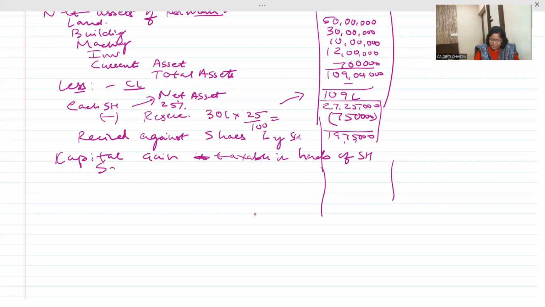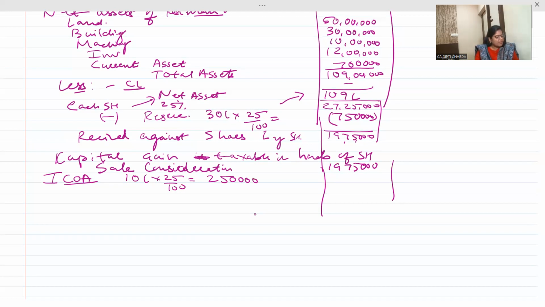Sale consideration. पहले ना sale consideration लेते हैं. How will you take the sales consideration? Same. 19 lakhs 75,000. Index cost of acquisition. Each shareholder acquired 10 lakh ka 25%. 2,50,000 share. When did they acquire? 2003 and 4. 2022 and 23.